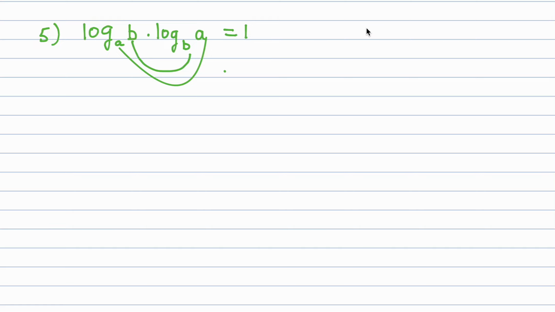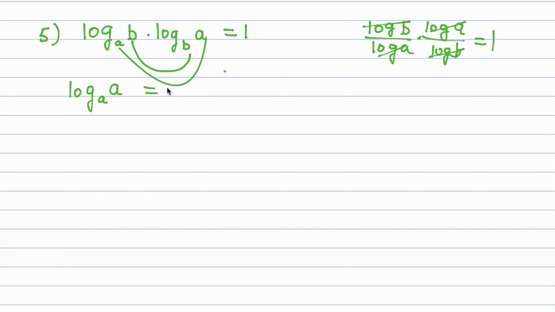But if we see it with base rule, log of a of b is log of b over log of a, times log of b of a is log of a over log of b. So this whole log of b is cancelled here and whole log of a is cancelled here. So that is equal to 1. Now we are seeing which combinations give us 1. So this is 1. Log of a of b is 1. Log of b of a is 1.